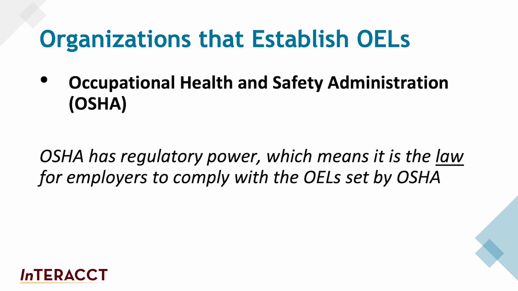Organizations that establish OELs. In the United States, we typically look to three organizations for occupational exposure limits. First is the Occupational Safety and Health Administration, also known as OSHA, which sets occupational exposure limits that are regulations. Employers are required by law to comply with occupational exposure limits set by OSHA. States that have state-managed OSHA programs may also set occupational exposure limits that are regulations used in that state alone. State-based regulations must be at least as protective as the regulations set by federal OSHA.